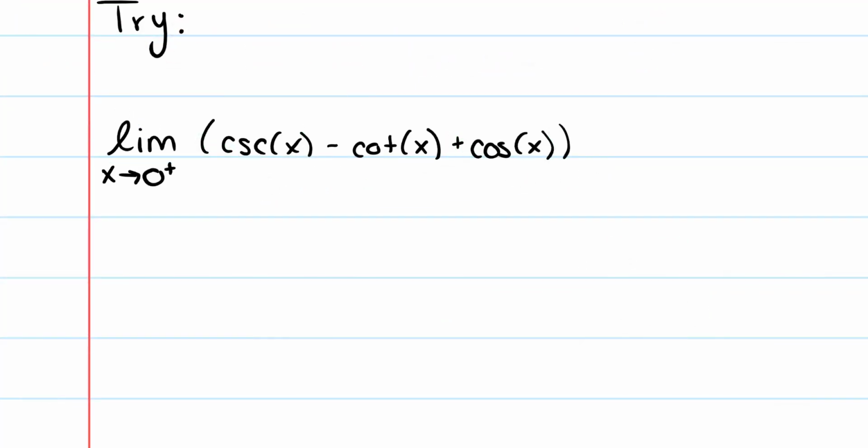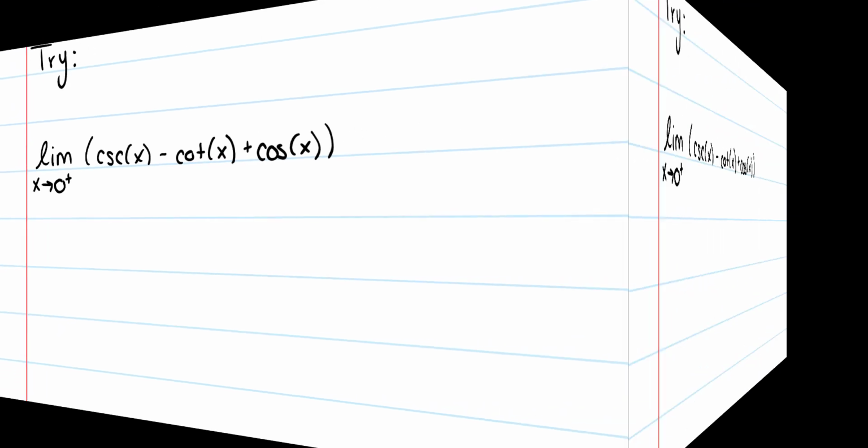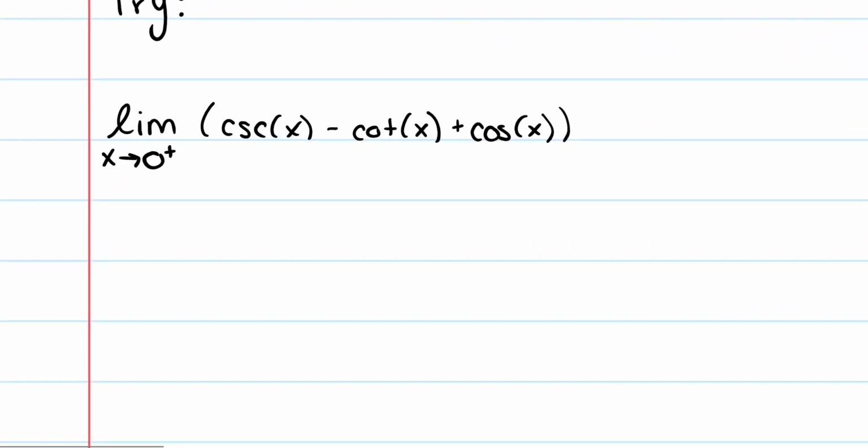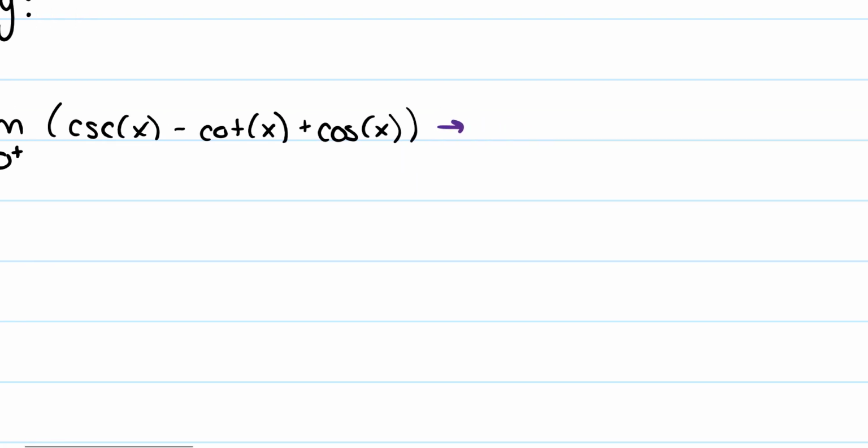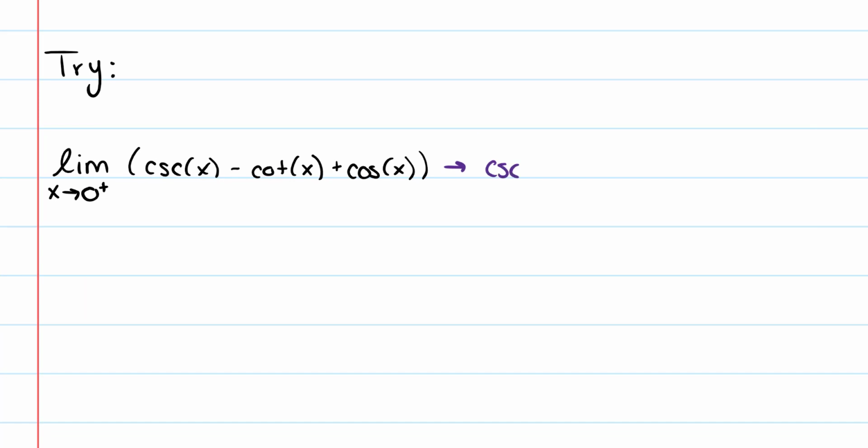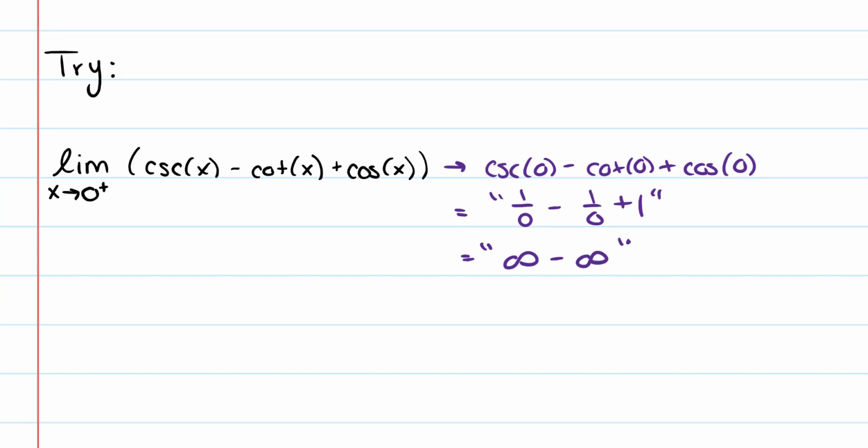On your own, I want you to try this problem. Determine the limit as x approaches 0 from the right of cosecant x minus cotangent x plus cosine of x. All right, let's see what we get. If we try to do a direct substitution, this is equal to cosecant of 0 minus cotangent of 0 plus cosine of 0. And this is going to be 1 over 0 minus 1 over 0 plus 1, which is effectively just infinity minus infinity. So what we need to do now is do some algebra so we can use L'Hopital's rule.